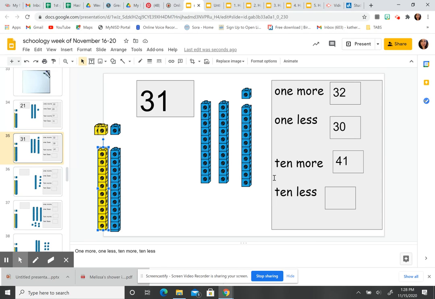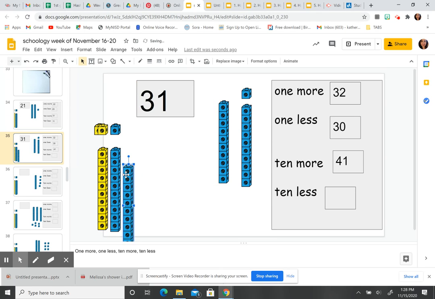10 less. So I need to take away a 10. So now I have 10 less than what I started with. Go ahead and count and write the number on your board that you see. 10, 20, stop, 21.